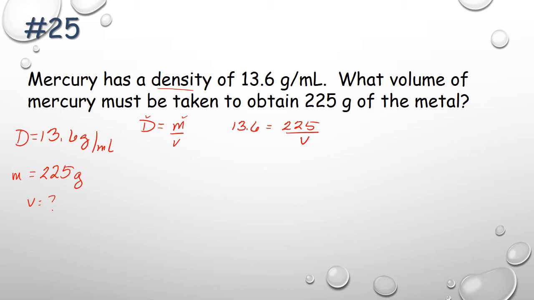Good, you need to multiply both sides by V. If I do that, I've got a V in the numerator and a V in the denominator, V divided by V is 1, so those cancel. I'm going to flip-flop these two, so I end up with 13.6 times V equals 225. Now I can divide both sides by 13.6.